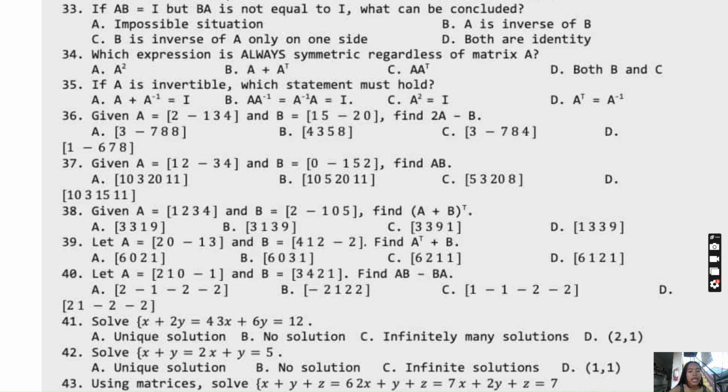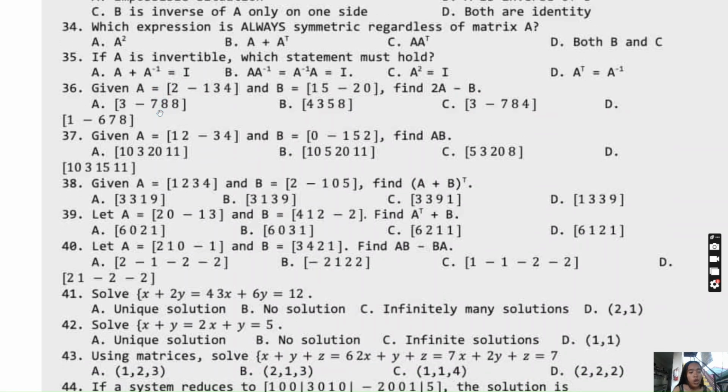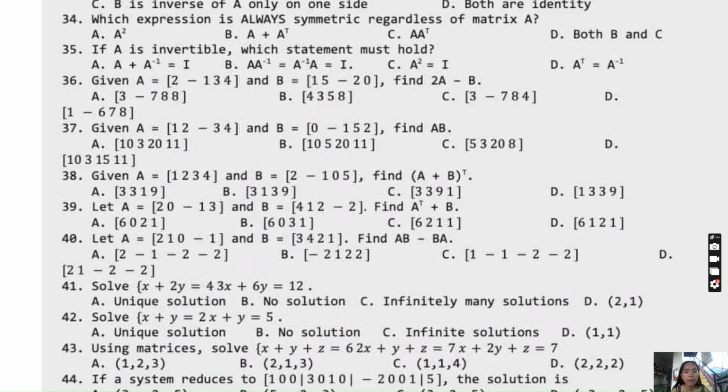So to proceed, we have now number 34. Which expression is always symmetric regardless of matrix A? So the answer is letter D. That is both B and C. Because two important expressions that are always symmetric are A plus A transpose and A A transpose. Why are they symmetric?